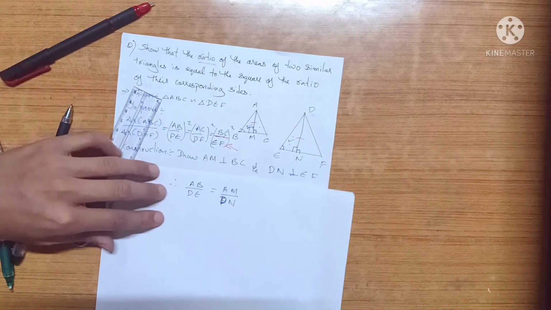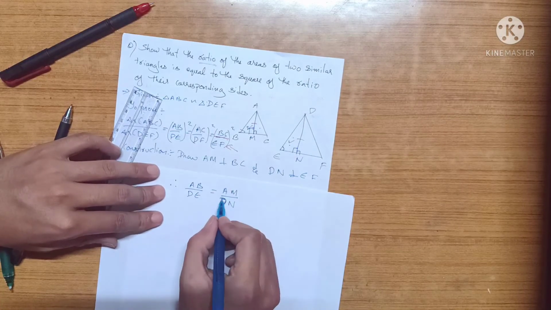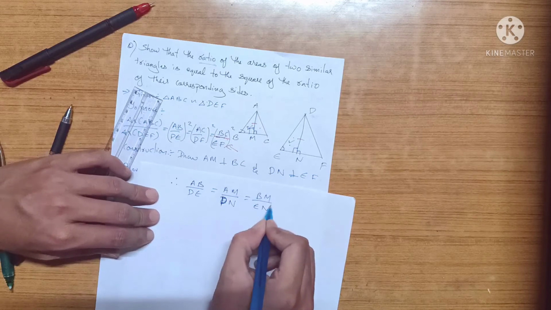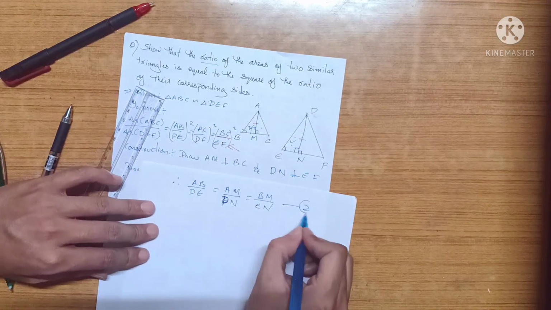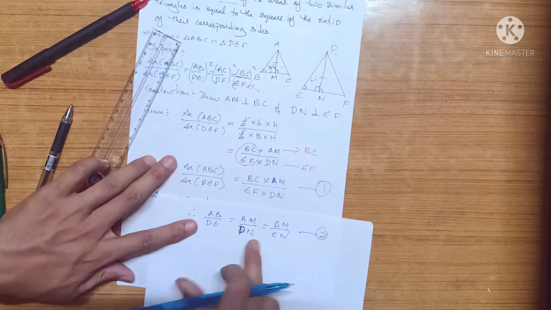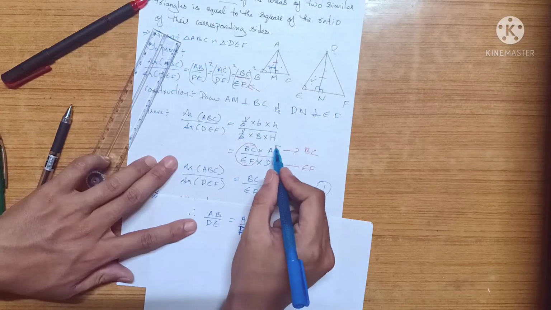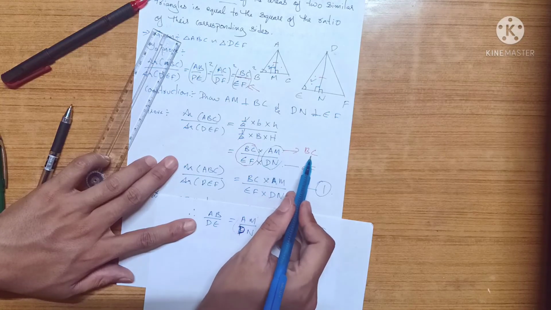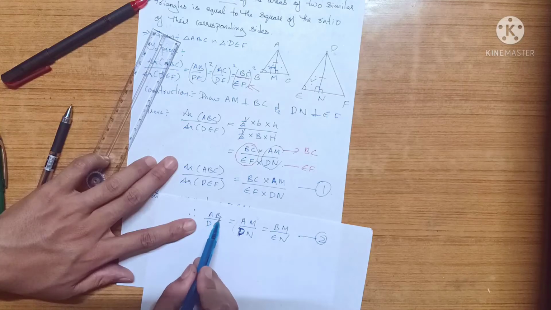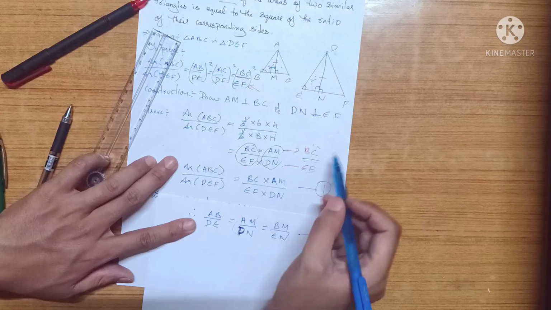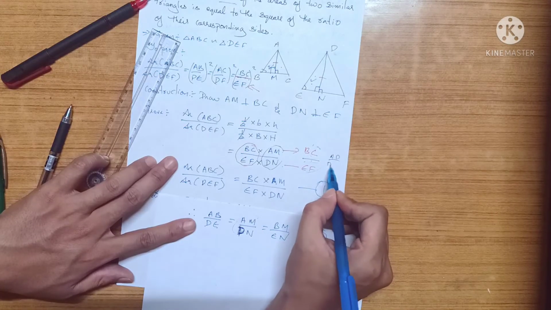So this much I hope you understood. Let's make this equation 2. So AB by DE, AM by DN is here. We were supposed to replace this, right? AM by DN, so we got AM by DN here. But we are supposed to replace AM by BC, not AB. But we got somehow AB and DE, not BC and EF, right? We needed BC and EF, but instead we got AB and DE.